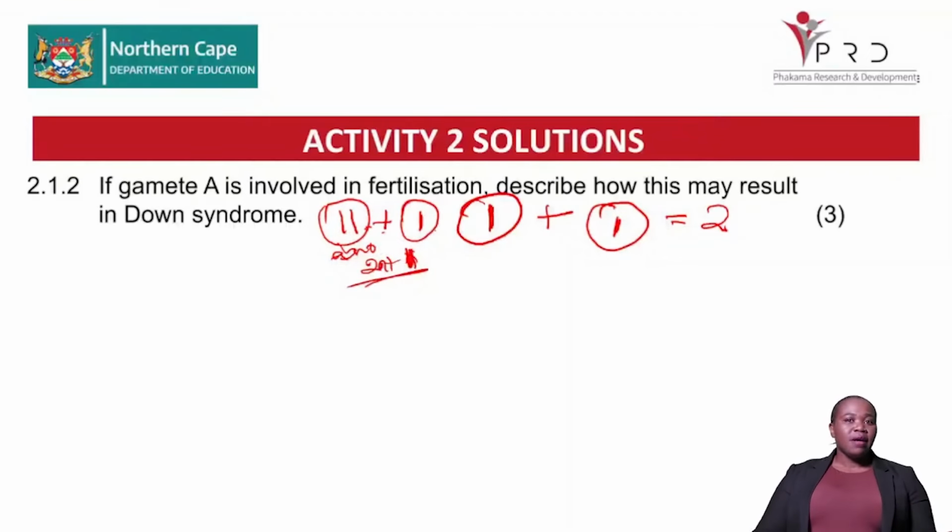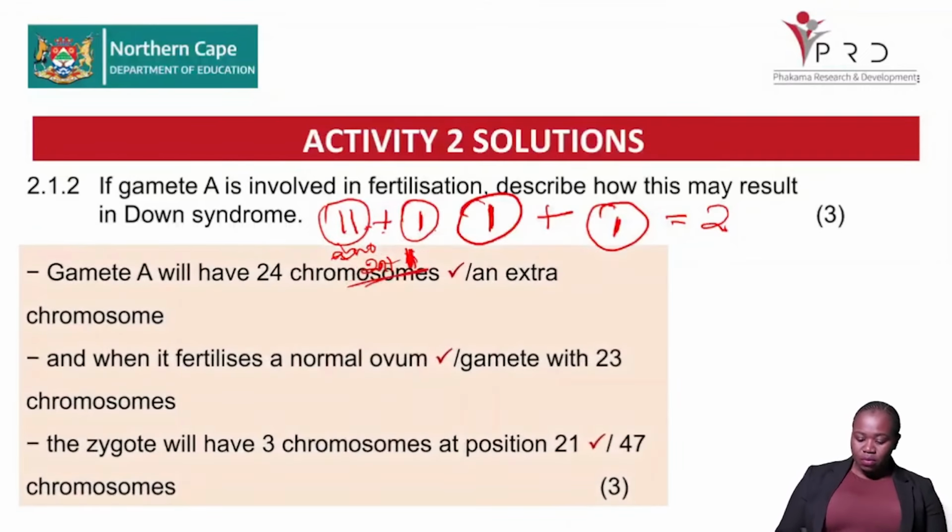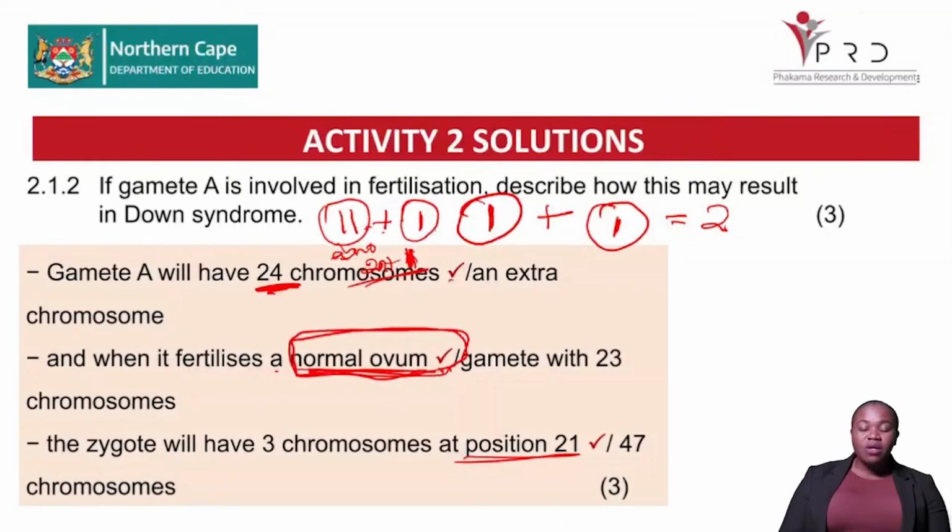So you would mention that the normal gamete would have the haploid number of chromosomes, whereas gamete A would have an extra chromosome, whereby when these combine, the abnormal one and the normal one combine, they would result in an offspring that has an extra chromosome, and that would be trisomy, if this is on chromosome number 21. Gamete A will have 24 chromosomes, or gamete A will have an extra chromosome. And when it fertilizes a normal ovum. Why do we say a normal ovum? Because we were already told that that is in a male, meaning that this abnormal gamete is a sperm cell, therefore it will fertilize an ovum, right? Make sure you mention that it is a mark for that. The zygote will have 3 chromosomes at position 21, or the zygote will have 47 chromosomes.